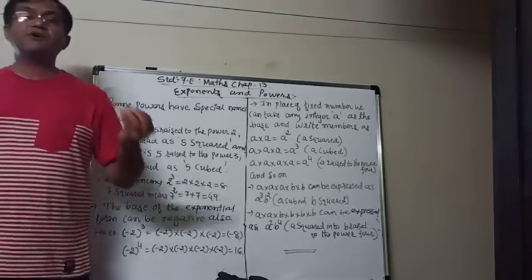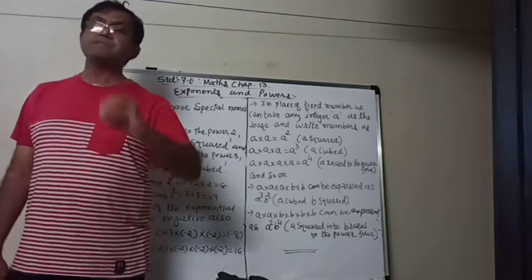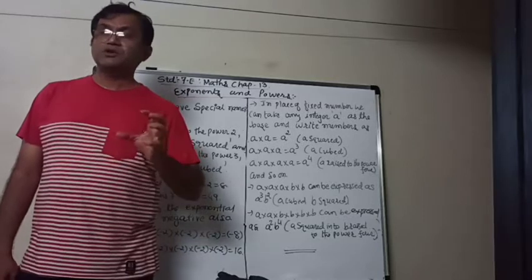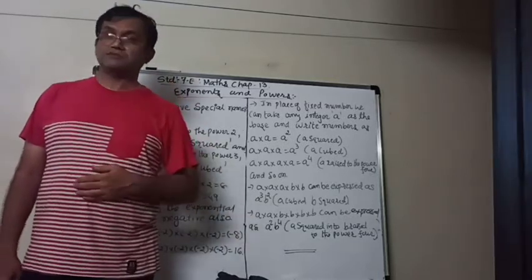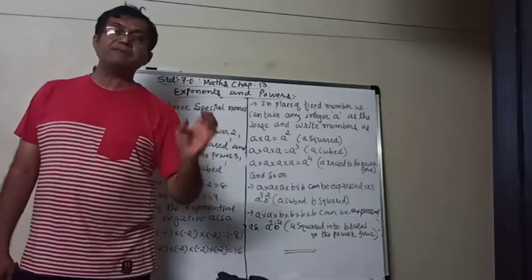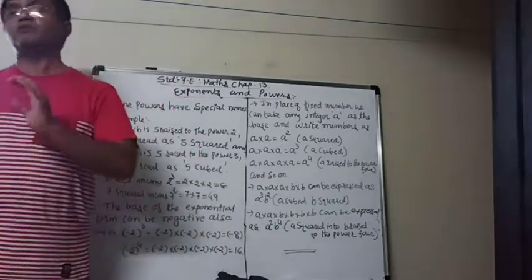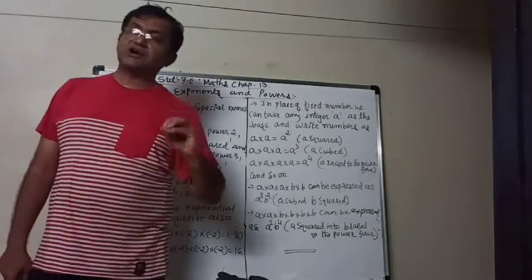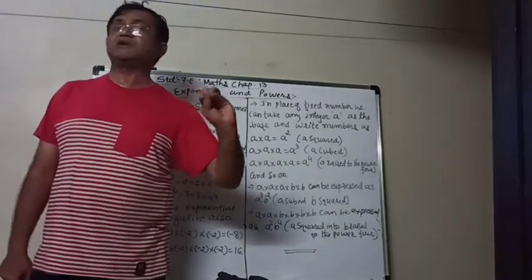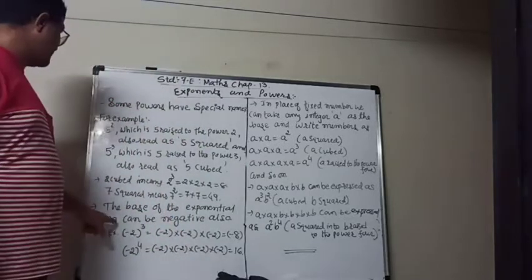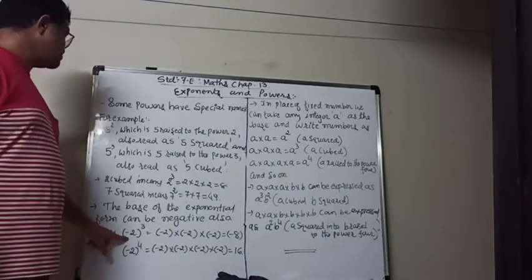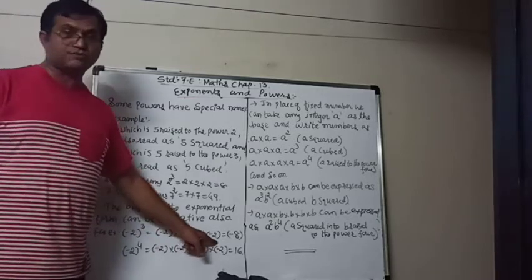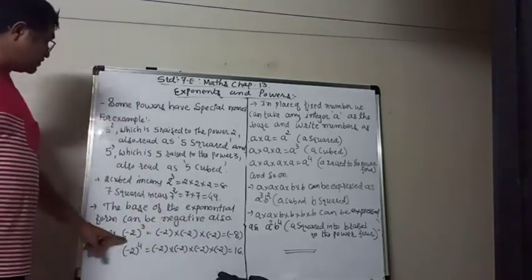Now, until now we saw that the base was only positive numbers. But you can extend this to a negative base also. If the same negative number is multiplied more than once, then you can write it in short in the exponential form also. For example, look here: minus 2 multiplied by minus 2 multiplied by minus 2, 3 times.